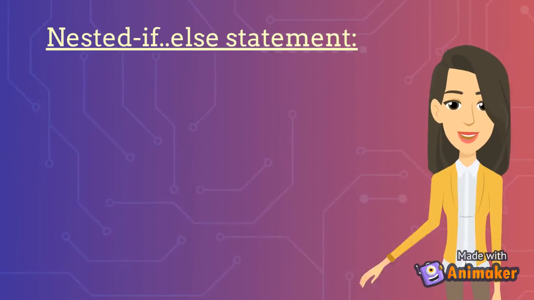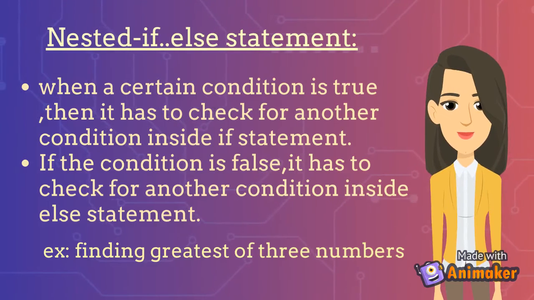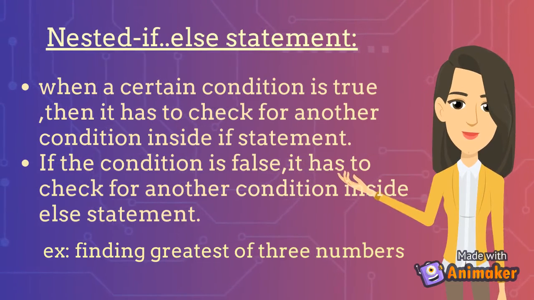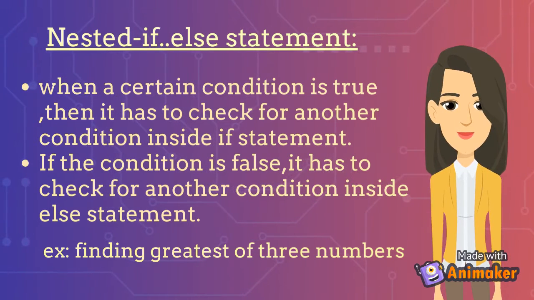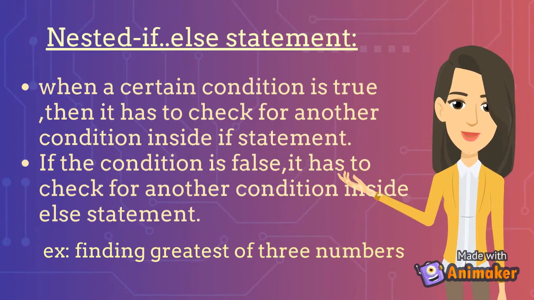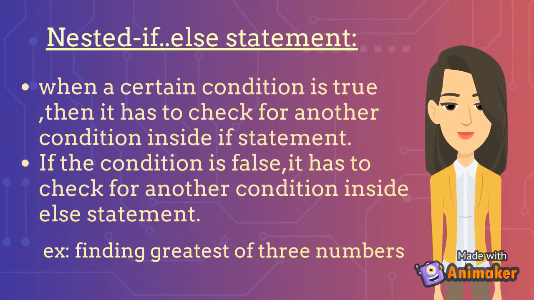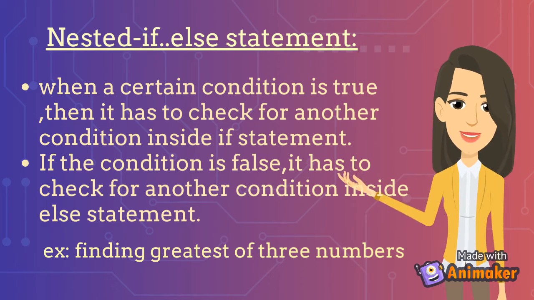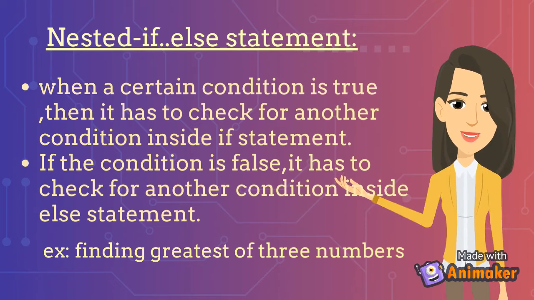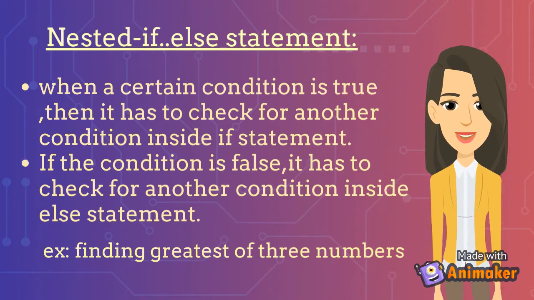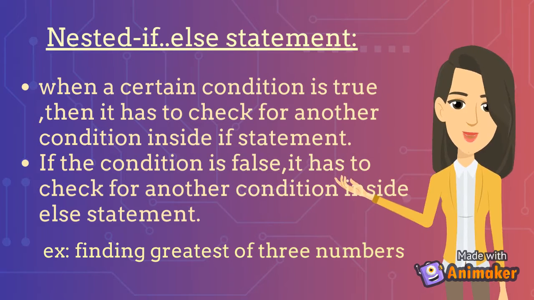Moving on to the next, nested if else statement. This is used when you want to perform a task when two or more conditions are true. It works as when a condition is true, it checks for another condition inside the if statement. Or when a condition is false, it checks for another condition inside the else statement. On seeing the syntax, you will get a clear idea of nested if. For example, to find the greatest number of three given numbers, we use nested if else statement.